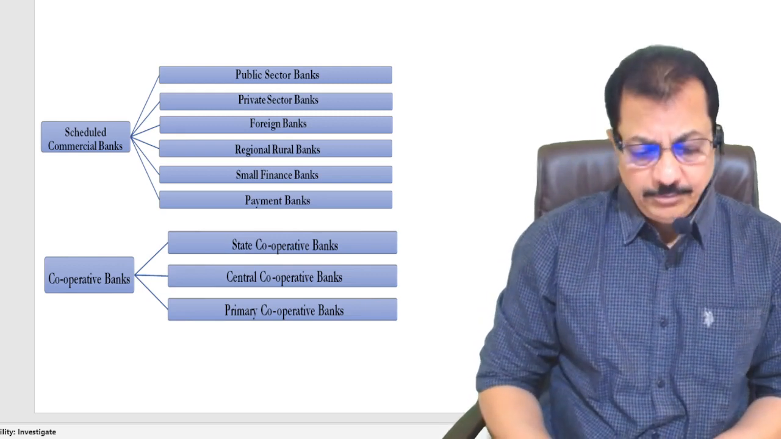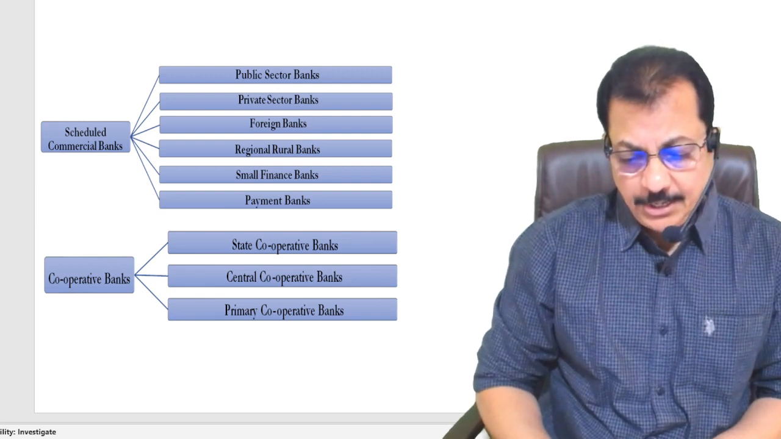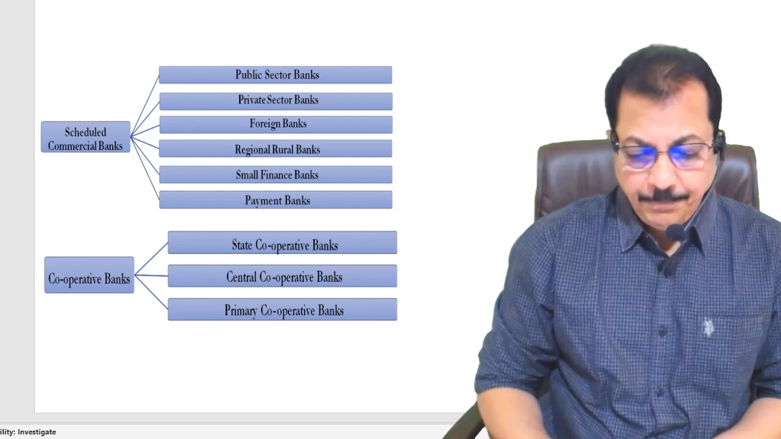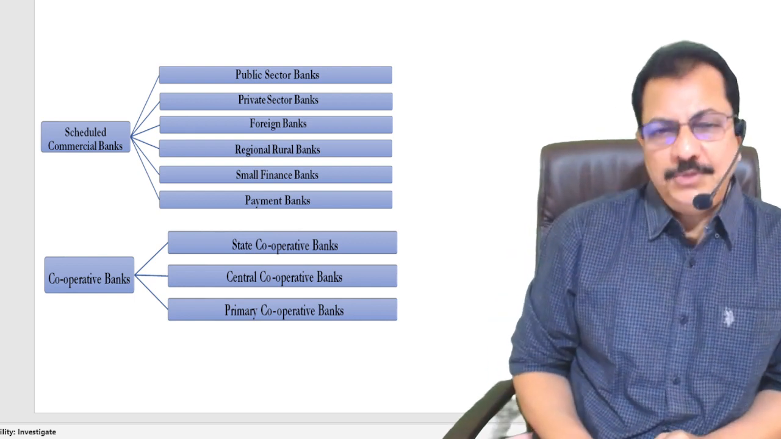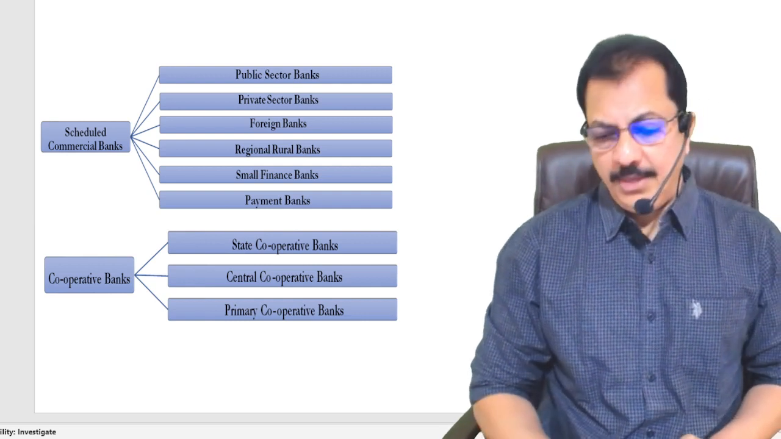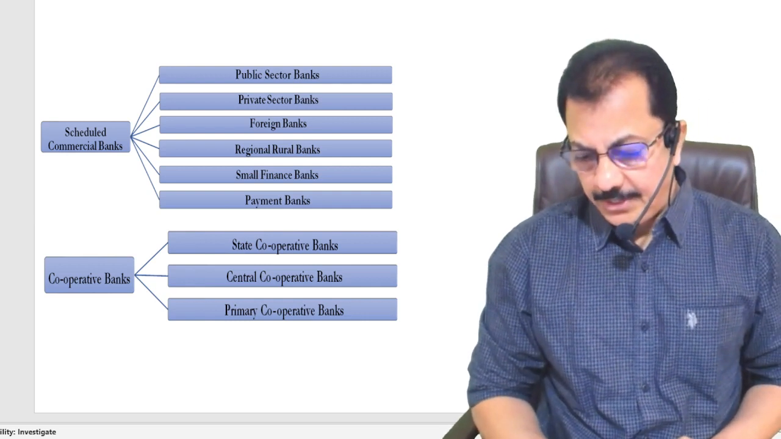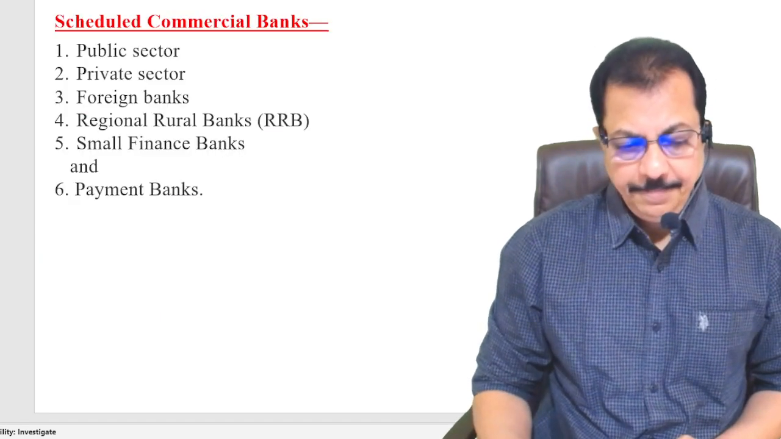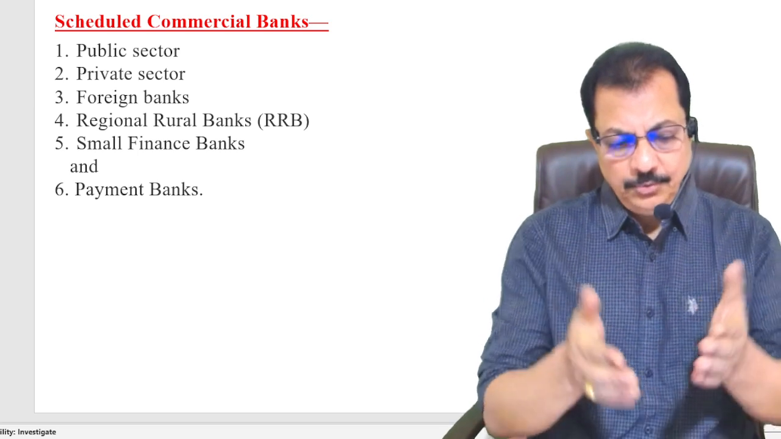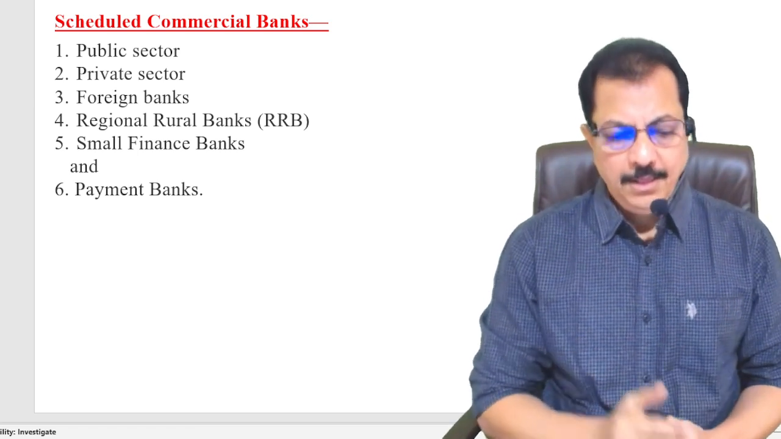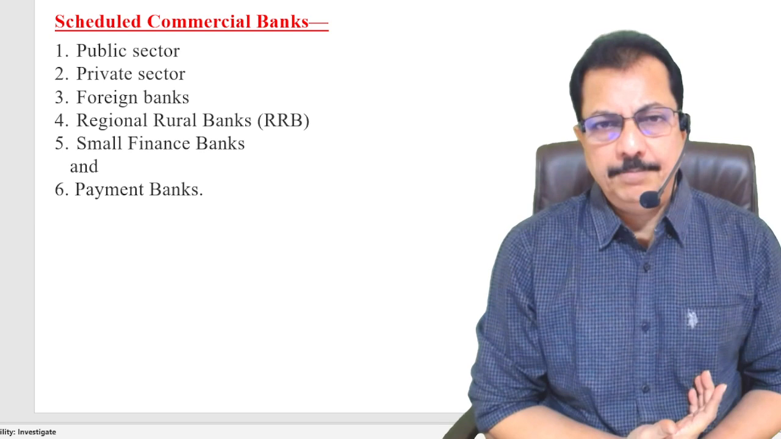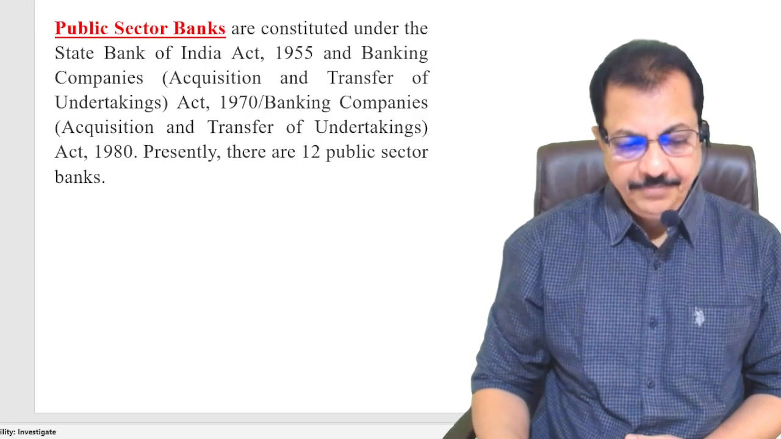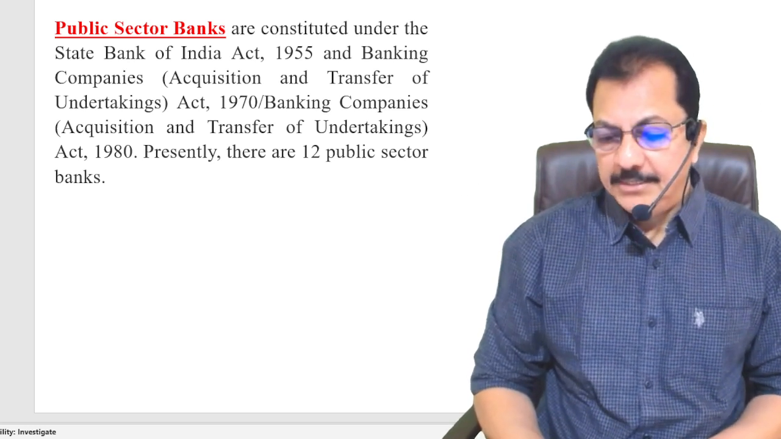Clear? When it comes to cooperative banks, there are state cooperative banks, central cooperative banks, and primary cooperative banks. So this is the structure, and I want you to remember the whole structure very clearly. Clear? Now let's go ahead. Look at this. The list I have already given, whatever you saw in the earlier picture, the same has been listed over here. Is that clear? Next is the public sector banks.